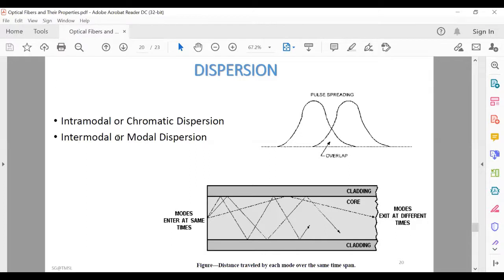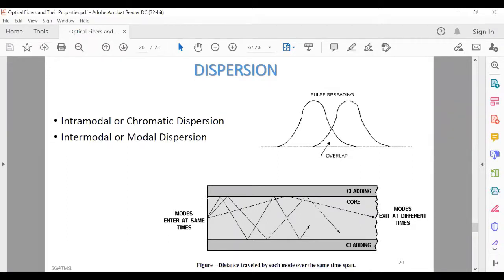Second is intermodal or modal dispersion. What is that? Why does it happen? Because of the input light pulse spread. The input light pulse is made of a group of modes. As the modes propagate along the fiber, light energy distributed among the modes is delayed by different amounts of time. The pulse spreads because each mode propagates along the fiber at different speeds. Since modes travel in different directions, some modes travel longer distances.